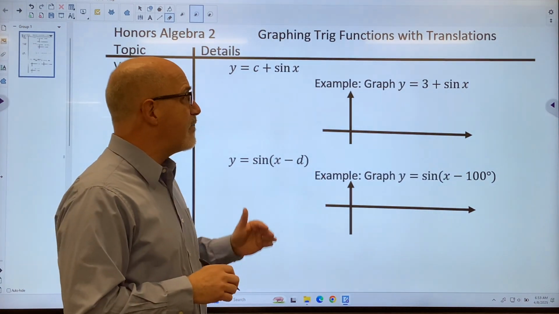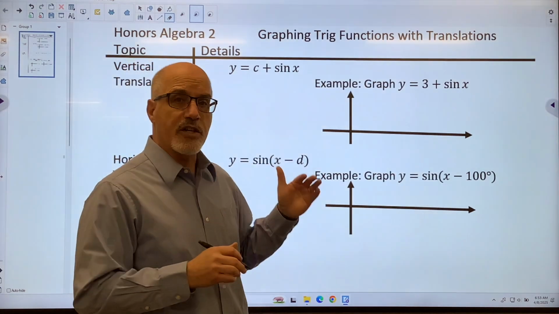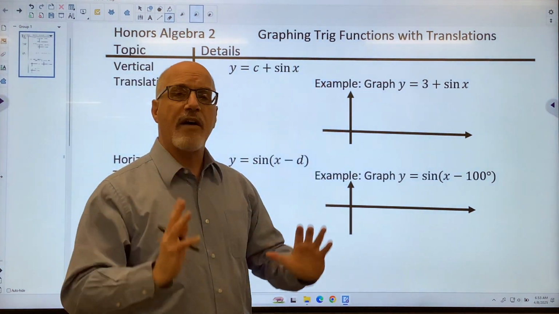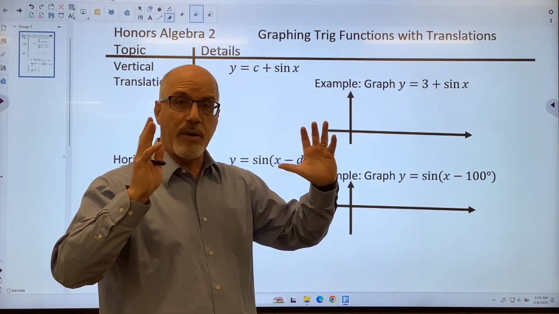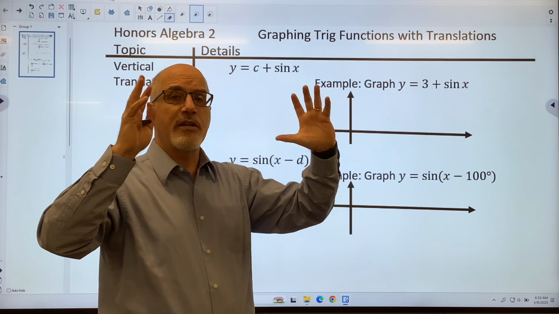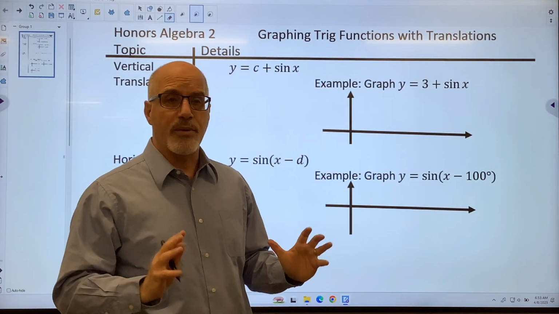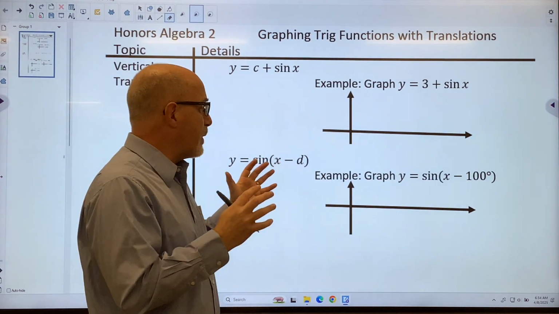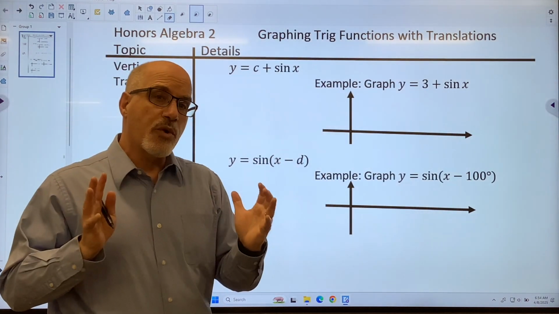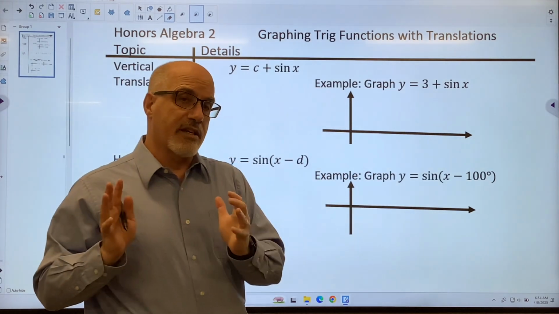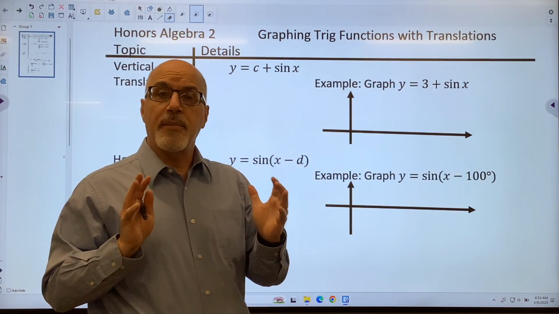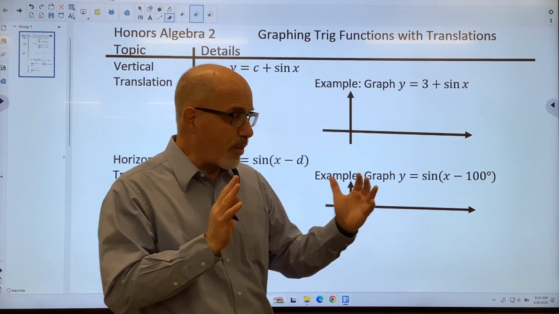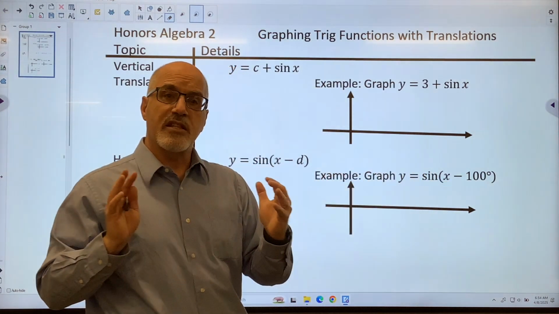Now the big idea here is, as a reminder, this works just like our other families of functions. If you have a number outside of the trig function that's being added or subtracted, that translates the whole graph up or down. If it's positive, it translates it up. If it's negative, it translates it down. Whereas if the number is on the inside of the trig function, inside of parentheses here, that's going to horizontally translate the graph, and it does it in the opposite direction. So if you have it minus a number, it's going to translate it to the right, and if it's plus a number, it translates it to the left.